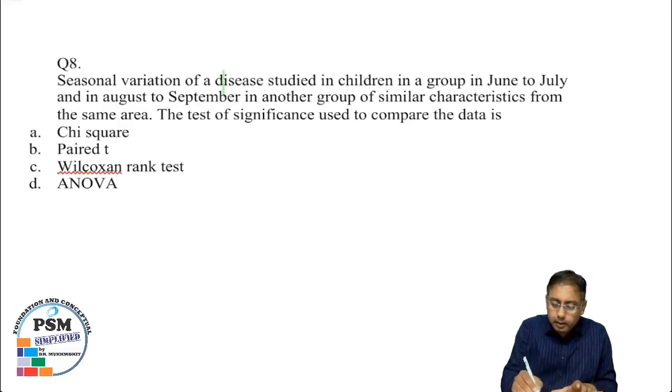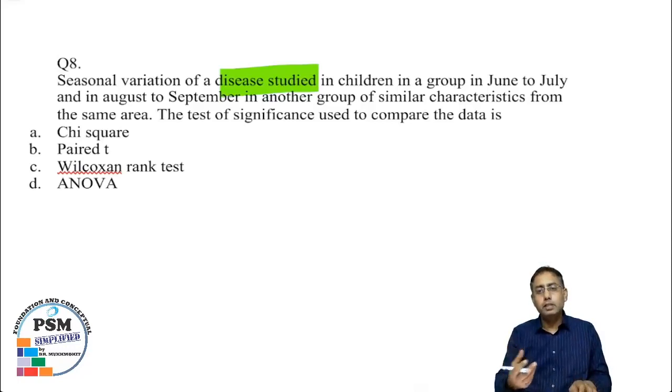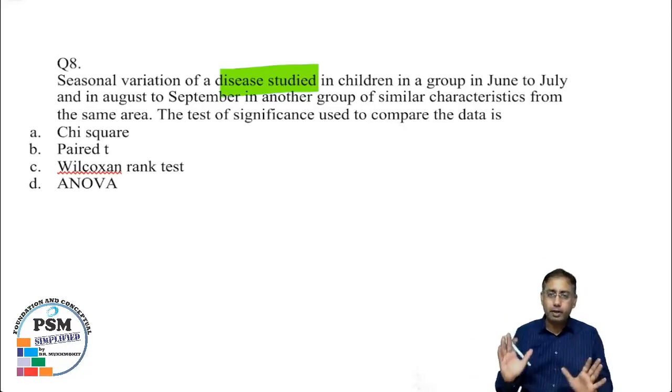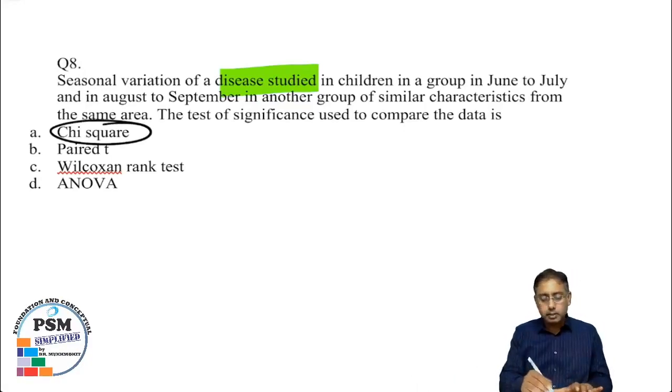I am comparing the prevalence of the disease. I am comparing the number of cases, number of disease, number of deaths. I am comparing the infant death rates, whatever I want to compare. So I am comparing that. My answer is chi-square test. This is a simple example of qualitative data.